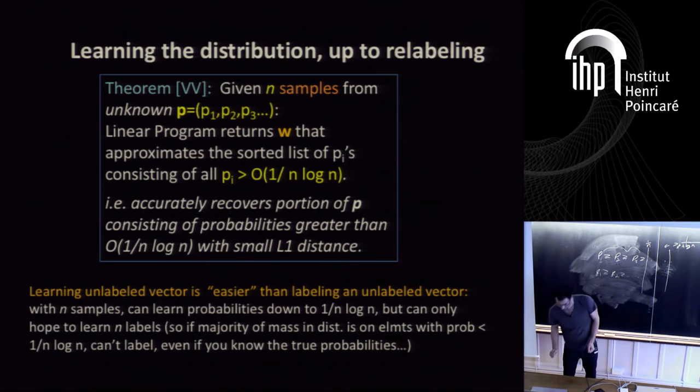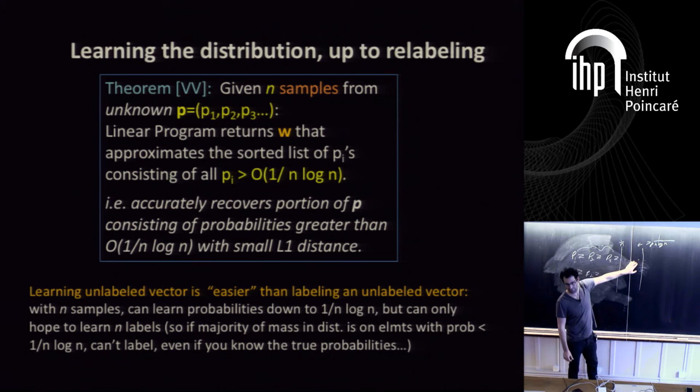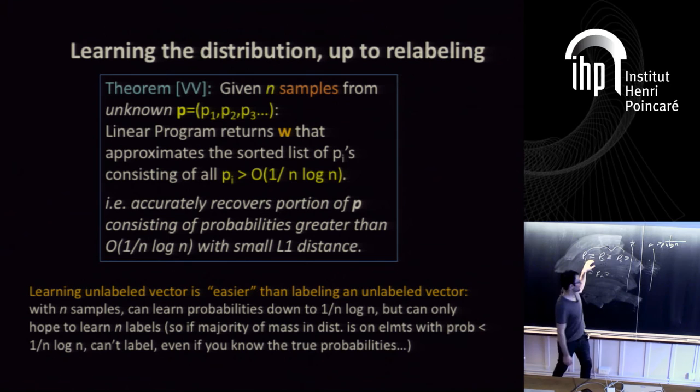Building off what Jelani was saying, given n samples, you're not going to see many of these elements. You might see n of them, but if their true probability is like 1 over n log n, then you're not seeing a very big fraction of them. So the point is that you can learn probabilities down to 1 over n log n, but you can't hope to add labels down this far. And even the opt algorithm can't hope to know this many of these labels. This is the intuition for why learning the unlabeled vector is easier than labeling. And this is why we're going to be able to be competitive with opt. We can learn the unlabeled vector extremely well, in particular much better than opt will be at actually labeling things. So when we go to label, the error in these unlabeled probabilities is insignificant.